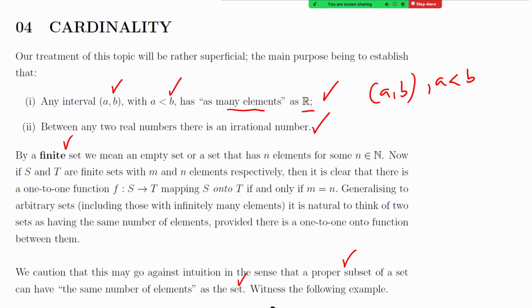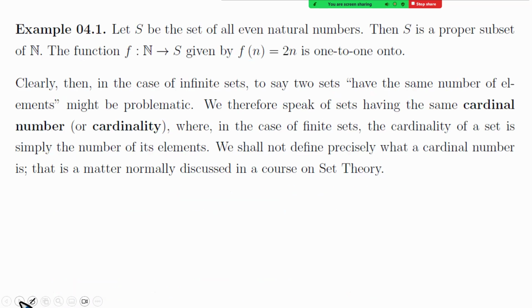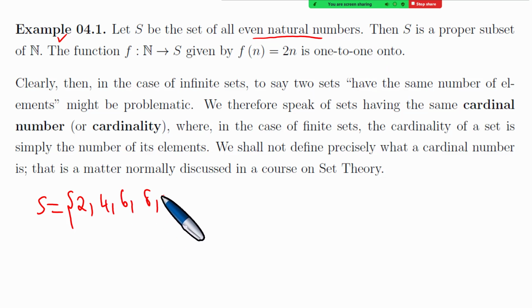Let's look at the following example, example 04.1. Let S be the set of all even natural numbers. What are they? All even natural numbers, so we can think of S as 2, 4, 6, 8, and so on. Then S is a proper subset of N. It's a proper subset of N, but it's not equal to N, so it's proper.